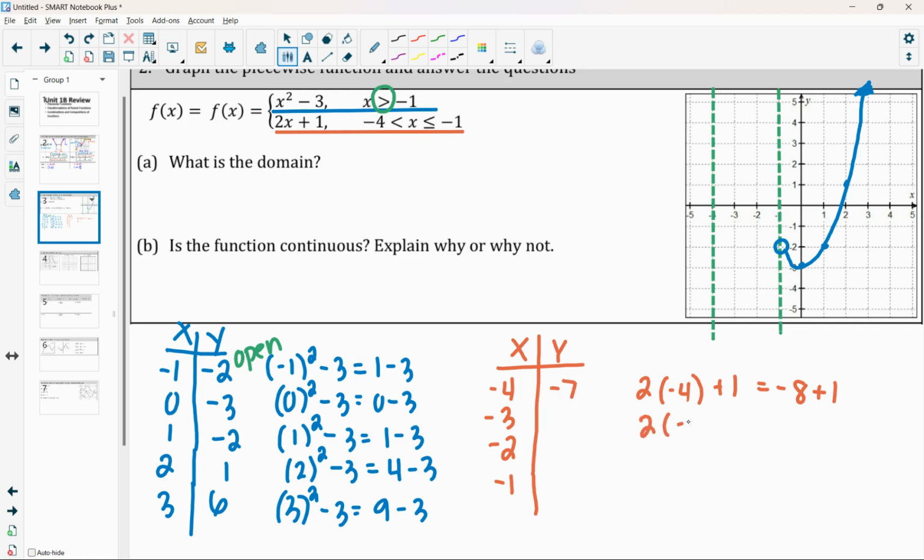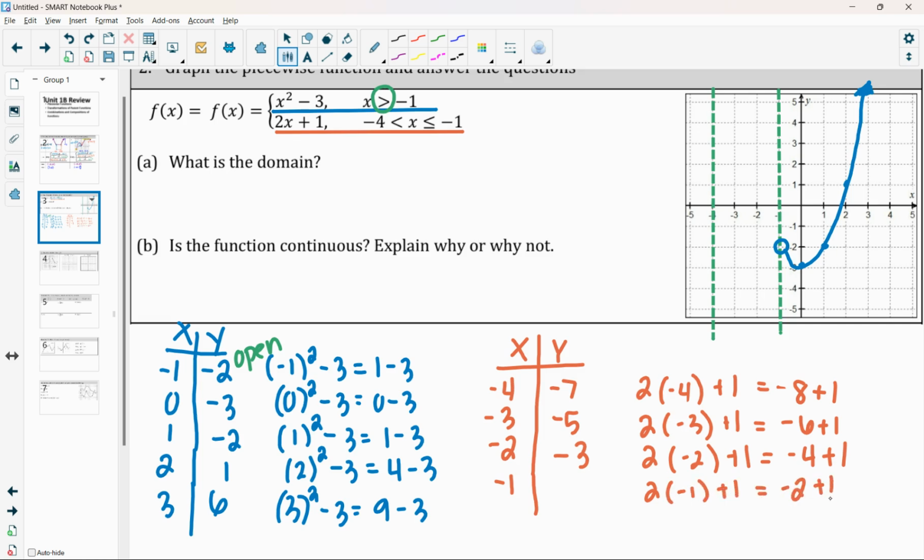Then 2 times -3 plus 1. And so that's -6 plus 1, which is -5. Then we'll do 2 times -2 plus 1. So that's -4 plus 1, which gives us -3. Then 2 times -1 plus 1. So that's -2 plus 1, which is -1.